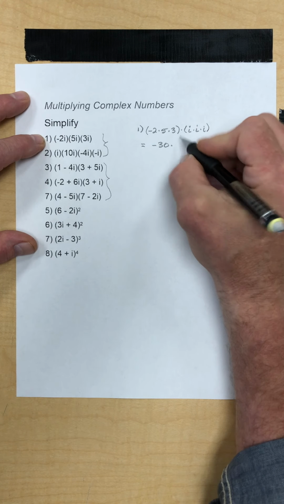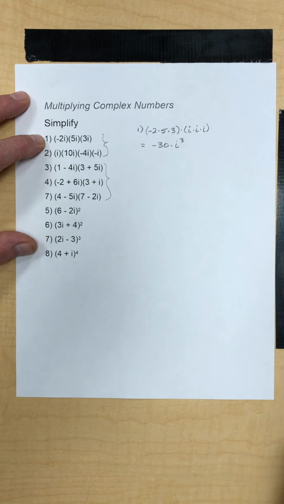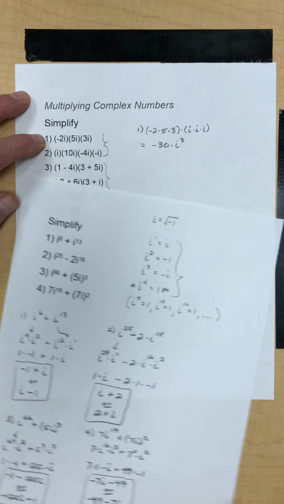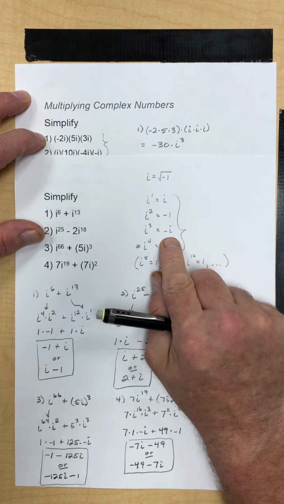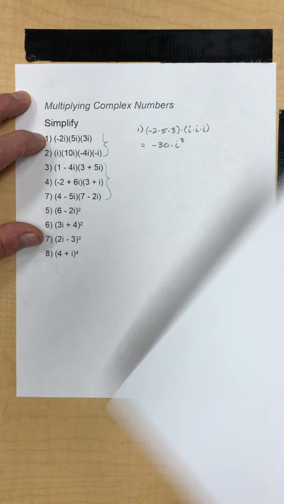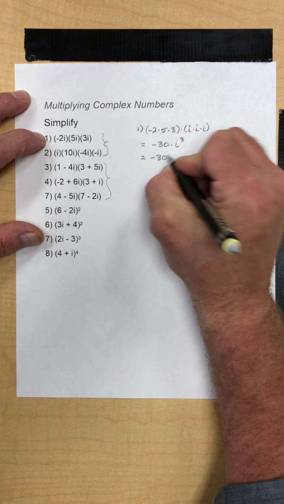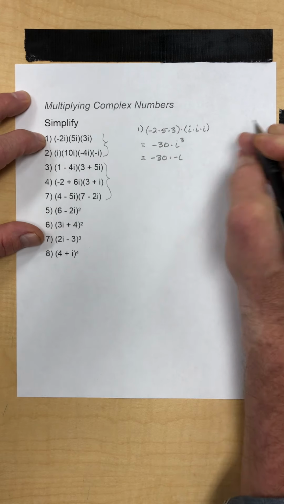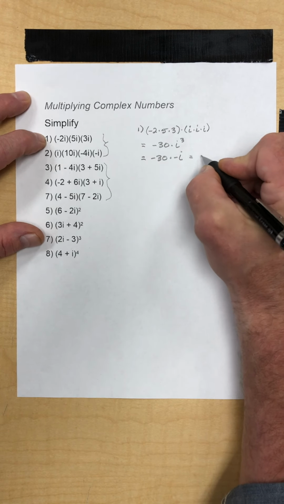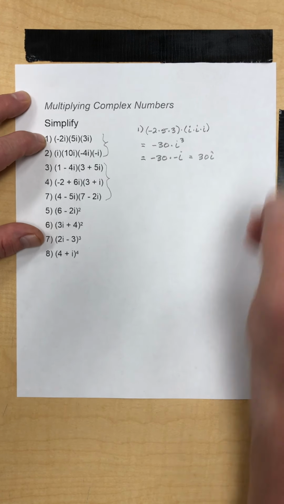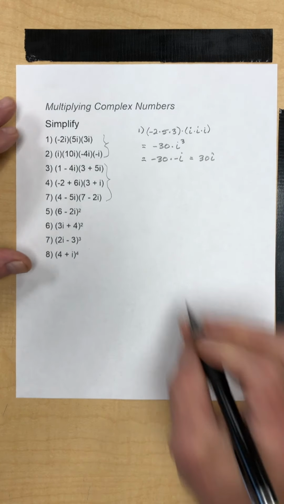And I times I times I is I cubed. So we come back here and we say, okay, well, what's I cubed? I cubed is negative I. Okay, so I'm going to get negative 30 times negative I, which gives me a positive 30i. And we got the first one out of the way.